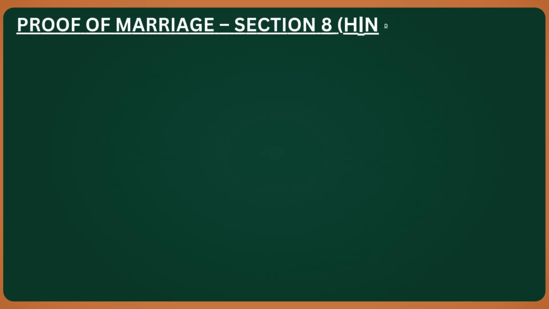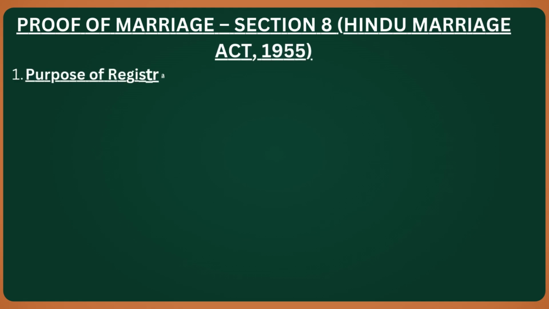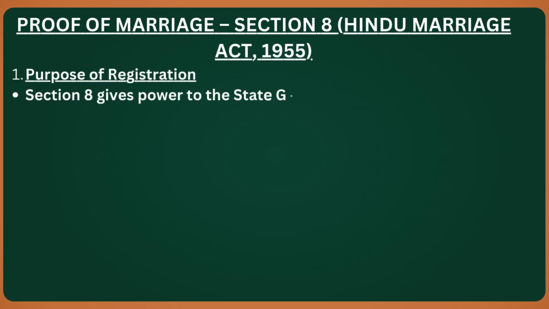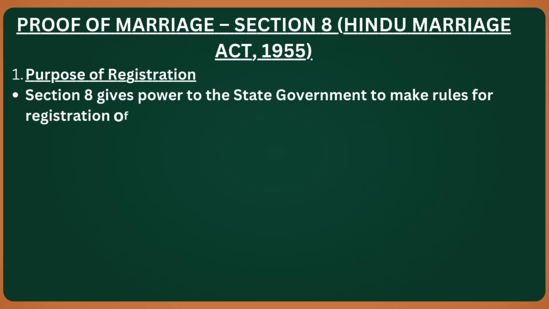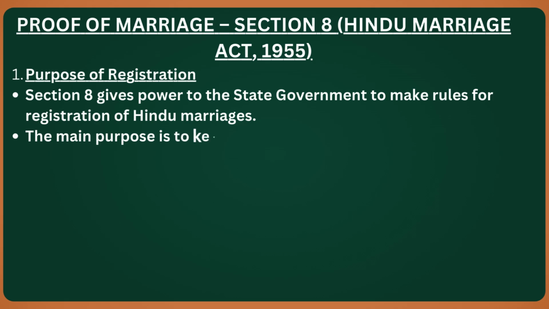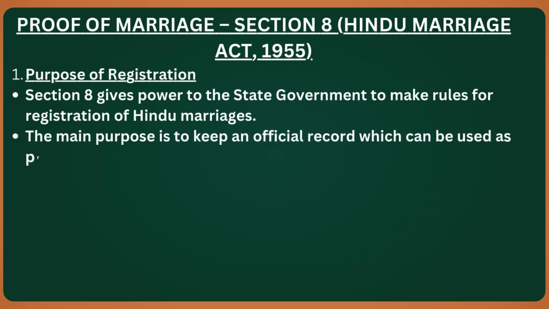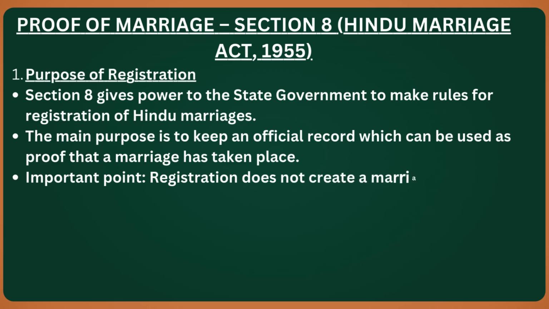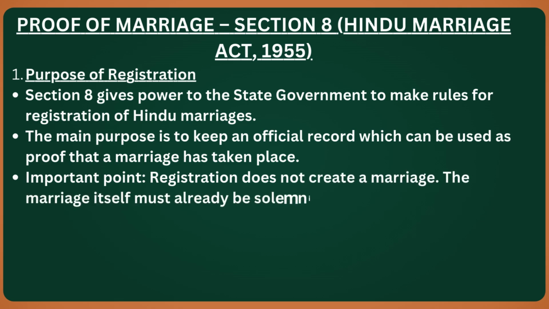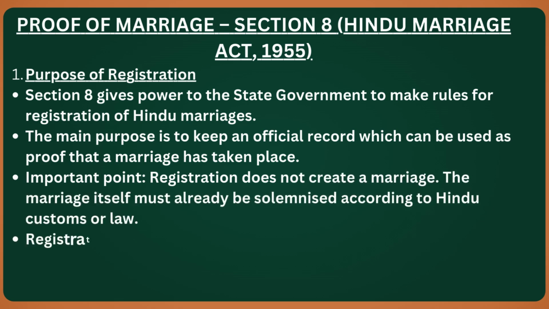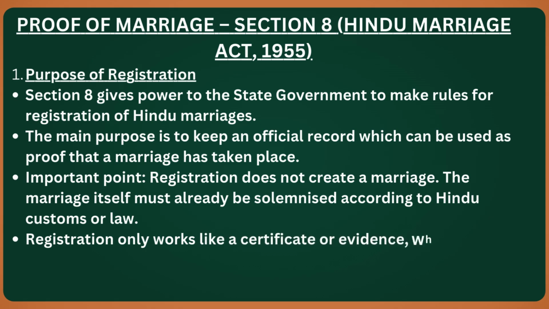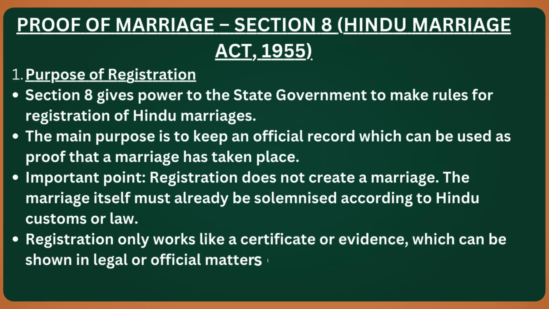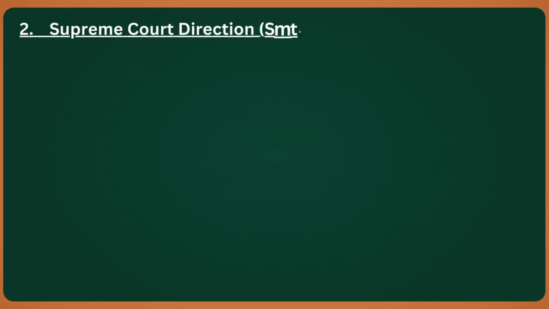1. Purpose of registration. Section 8 gives power to the state government to make rules for registration of Hindu marriages. The main purpose is to keep an official record which can be used as proof that a marriage has taken place. Important point: registration does not create a marriage. The marriage itself must already be solemnized according to Hindu customs or law. Registration only works like a certificate or evidence, which can be shown in legal or official matters, like property, visa, inheritance, etc.